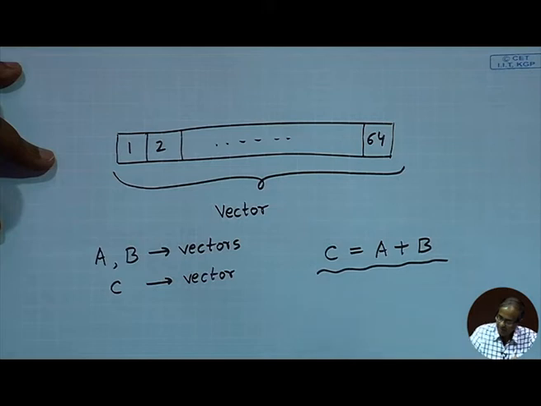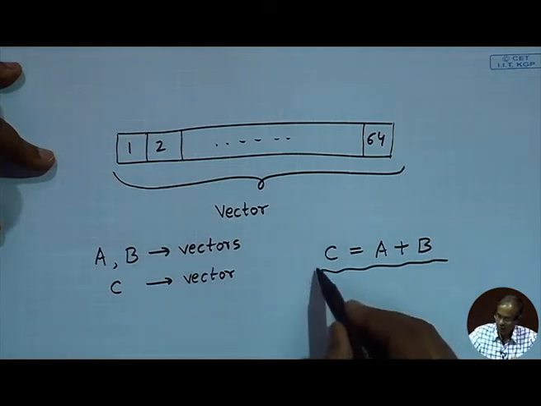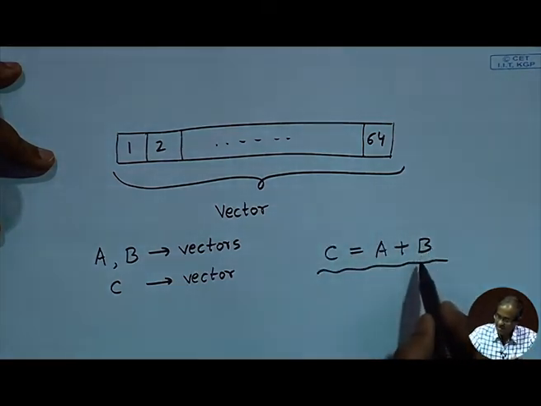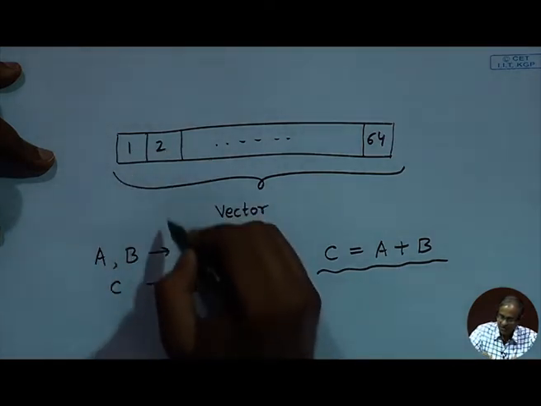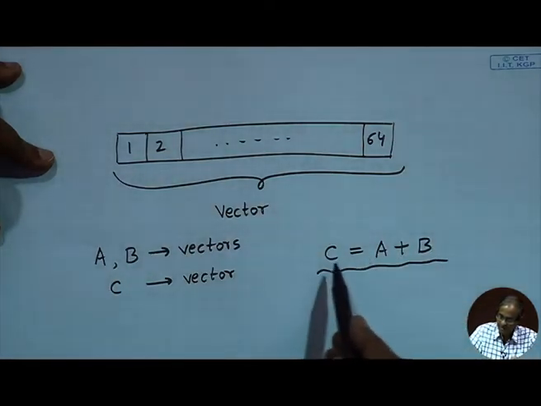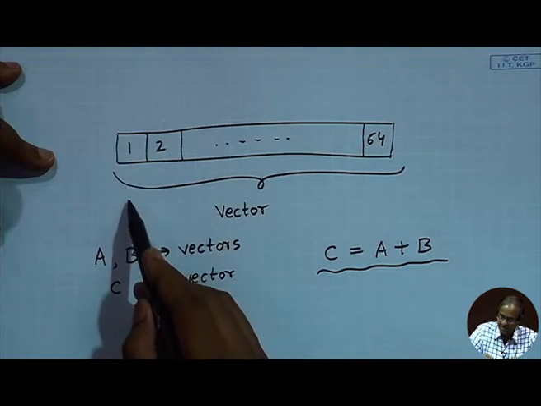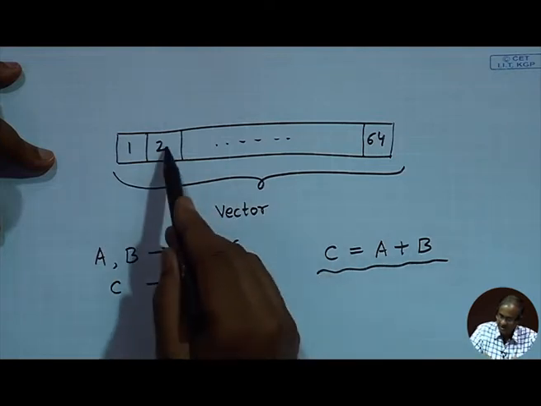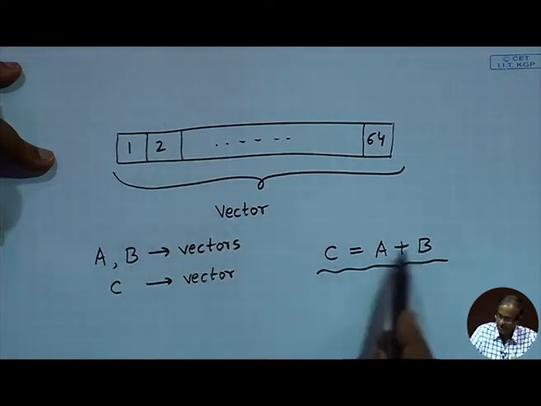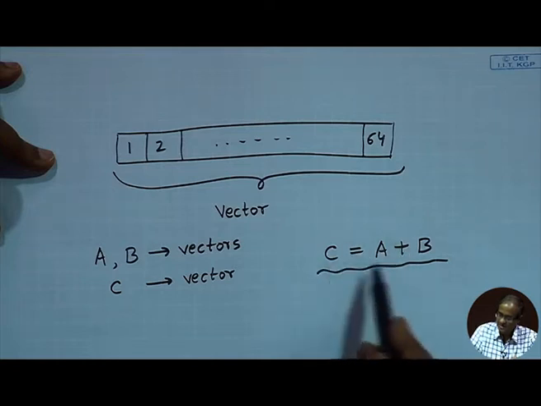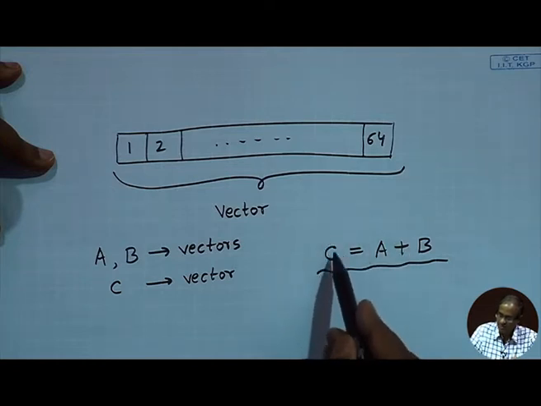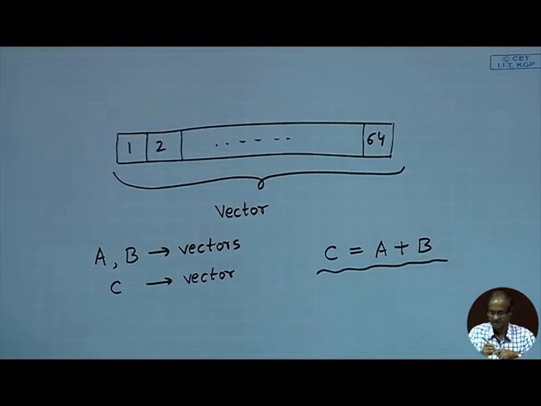This is an example of a vector instruction where, although we are using a single instruction, actually 64 additions are taking place. The first element of A is added to the first element of B, the second element of A is added to the second element of B, and so on, and the results are stored in the corresponding elements of the vector C.